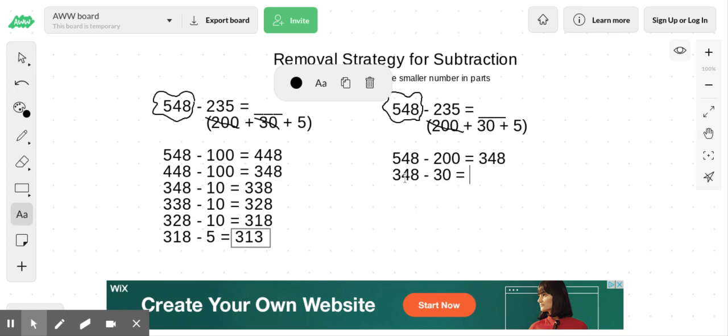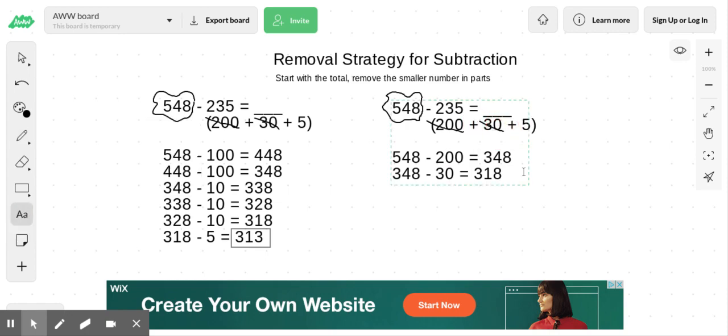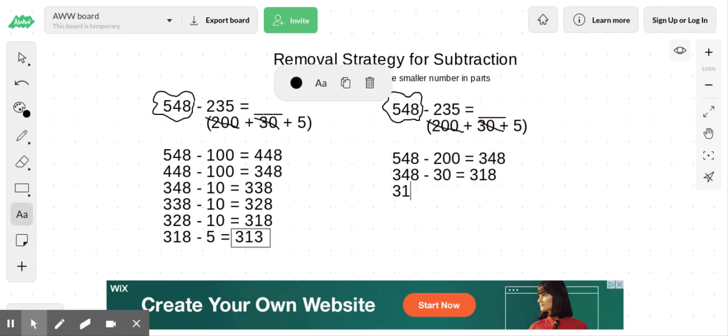I want to make a change to the digit in the tens place now. 4 tens minus 3 tens is 1 ten. So I want 1 in the middle in the tens place there. 318. Cross off 30. We removed it. And all we have left to remove is the ones. 318 minus 5 equals 313. And that's the same answer we got the first time.